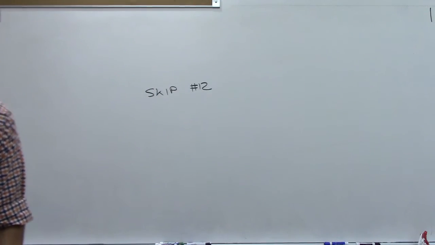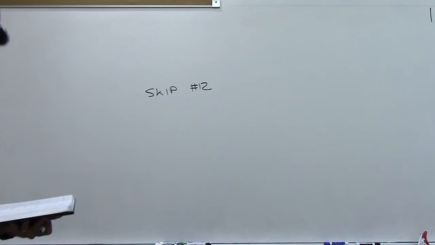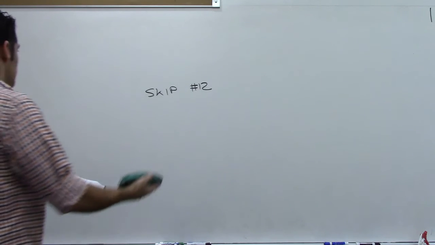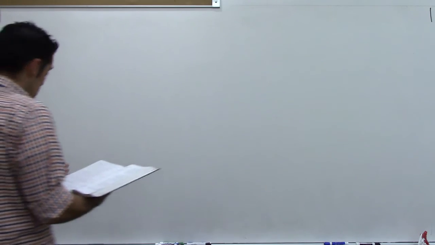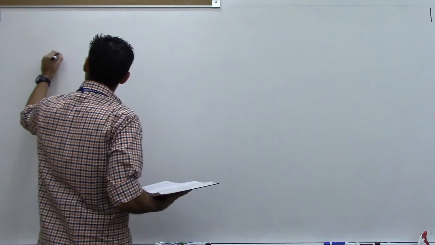So for number 13, it says to find the unit tangent and the unit normal vectors. And in the assignment, I say to only just find T. All right, so let's look at number 13.